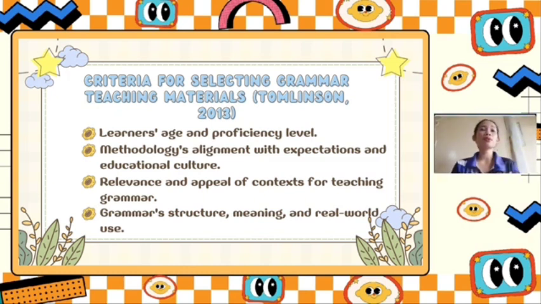And then finally, we have to consider grammar structure, meaning, and real world use. So, teaching material should clearly explain the structure and meaning of grammatical rules while demonstrating how these rules are used in everyday language. By showing students how grammar operates in real life context, how they function, they can better understand how to use it in their own speaking and writing. So, this approach helps learners develop a deeper comprehension of language and its practical applications.